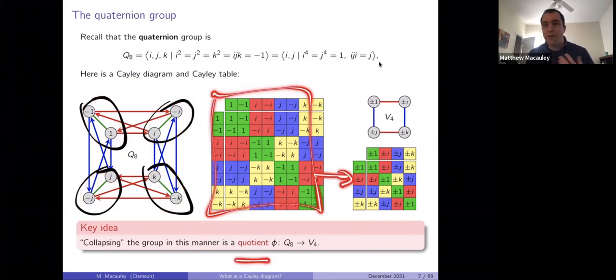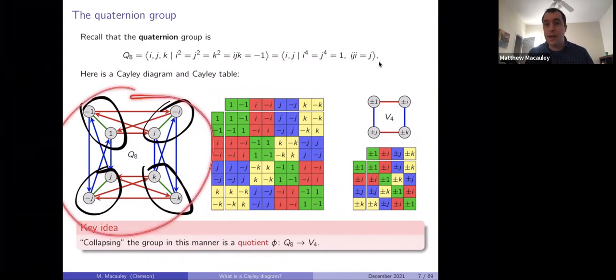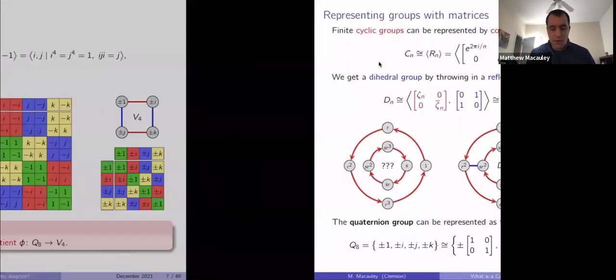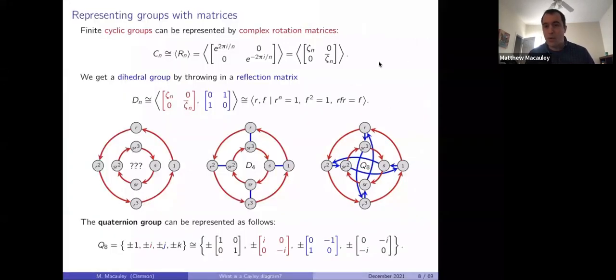So my students in the first week of class understand what a quotient is before we ever get to the idea of a homomorphism or do it formally. And this is something I can do because I introduced Cayley diagrams early. So now I also think it's important to understand that you can represent groups with matrices.